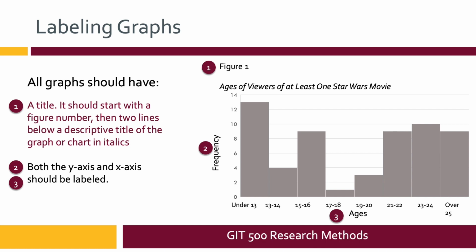Then both the X and Y axes need to be labeled properly. So here we have frequency of numbers of how often these ages, which is on our x-axis, happen.